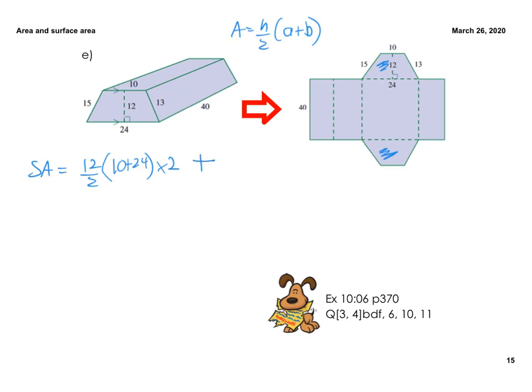We've got this rectangle here, so 13 times 40. Also the rectangle on the other side, which is 15 times 40. And the top rectangle, which is 10 by 40. These are all plussed. And then we also have the bottom one, which is 24 by 40. Like before, add them all up and you'll have your grand total.